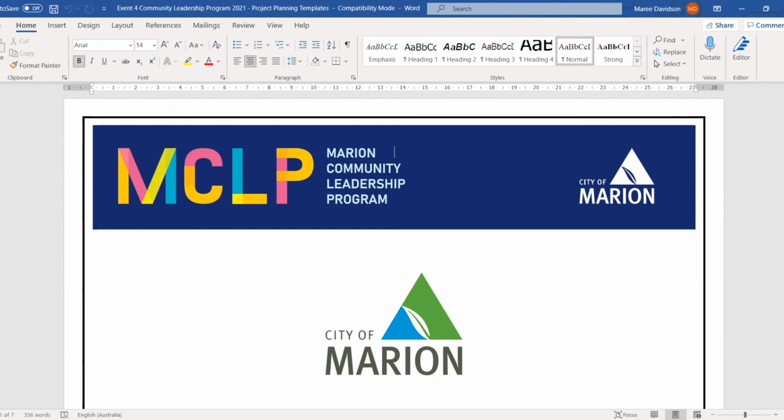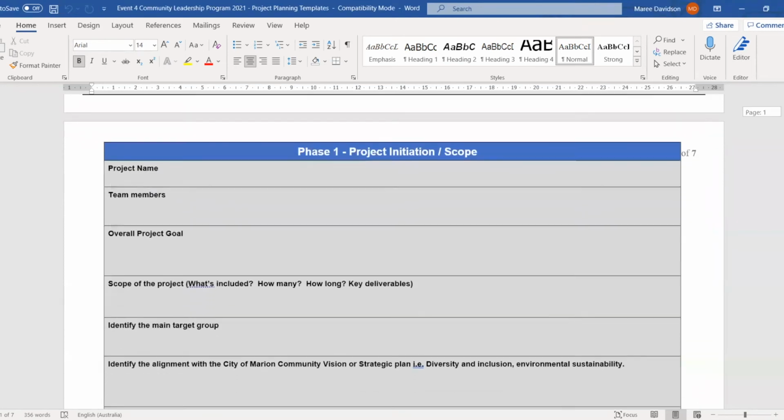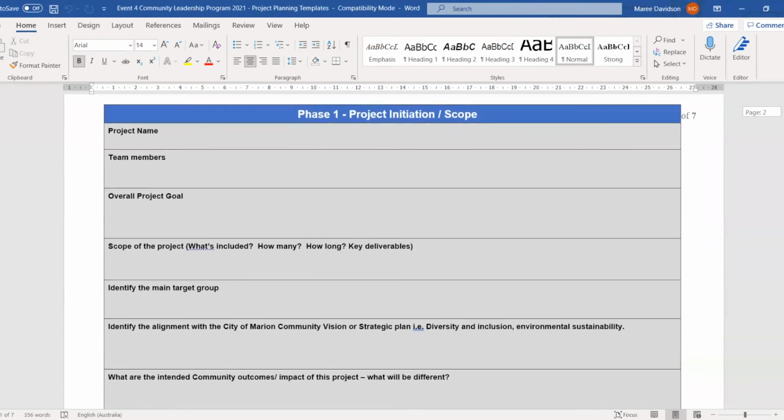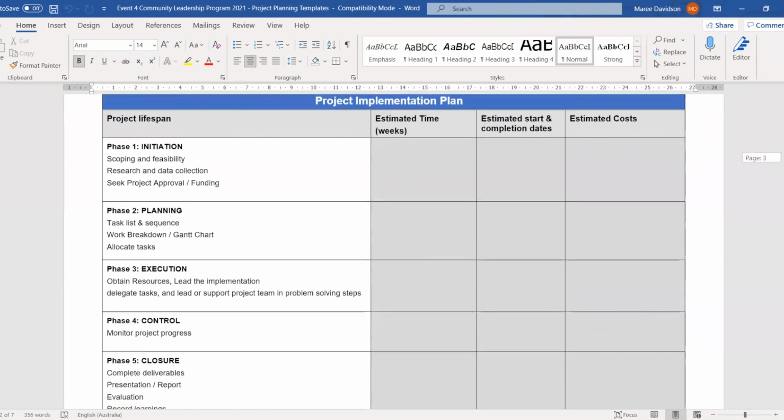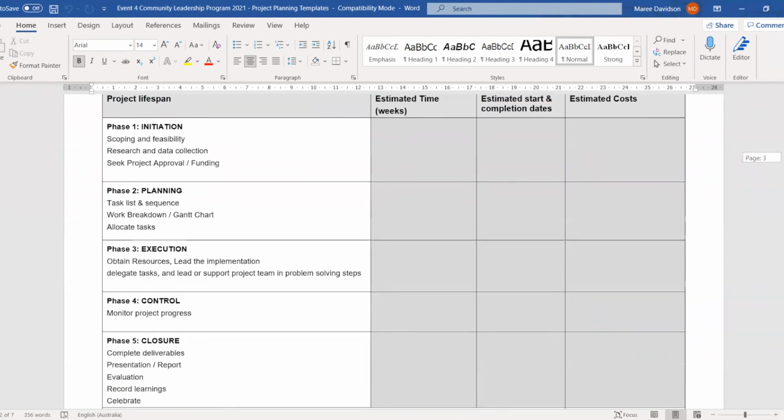Here's my slidey thing. There we go. So you will have done this phase here, which is the project initiation phase. So there is a life cycle to a project, and the life cycle is described here in this project lifespan. So this is a helpful way to break a project down.